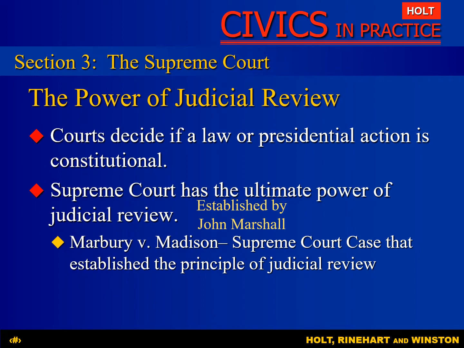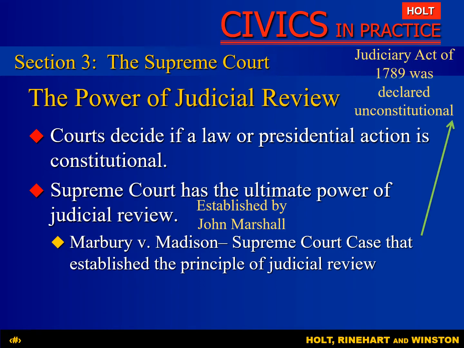Bottom line to the story here, Judge Marbury never got his job. So he lost his Supreme Court case, and so he never got to become a judge. Because the Judiciary Act of 1789, which was what was going to give Marbury his job as a judge, was declared unconstitutional. On to the next slide.